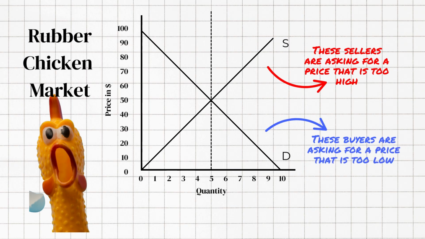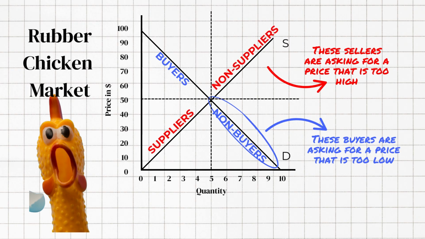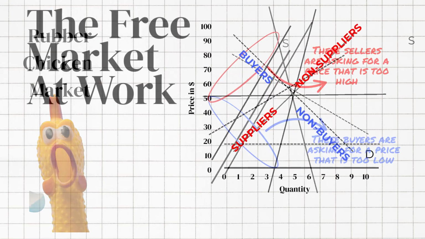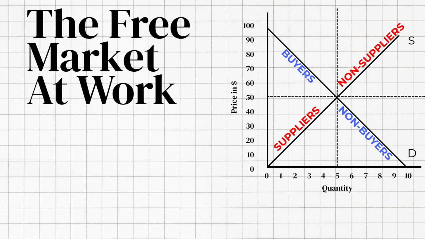As a matter of fact, we can use the equilibrium price to split the curves into two parts each. We can divide the demand curve into buyers and non-buyers. The non-buyers over here are the customers who are not willing or able to pay the equilibrium price. And for the supply curve, we can divide into suppliers and non-suppliers. Over here are the non-suppliers because they were offering a price that was higher than what any consumer is willing to pay.